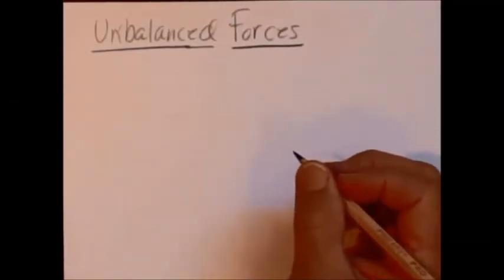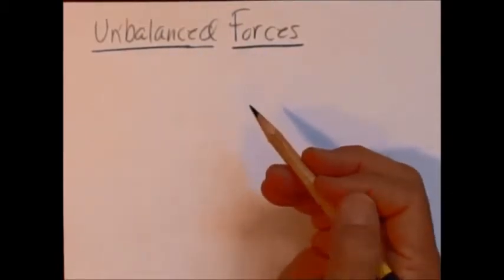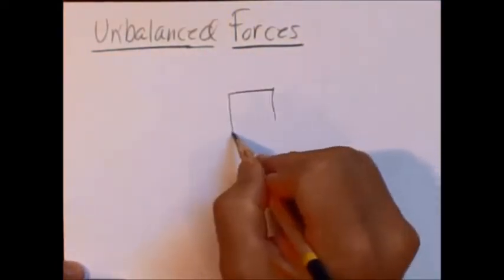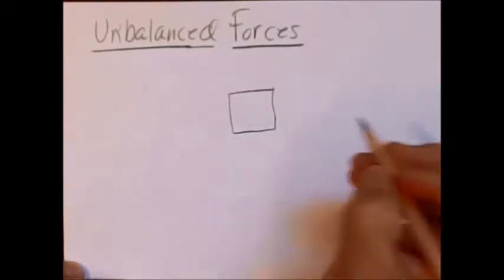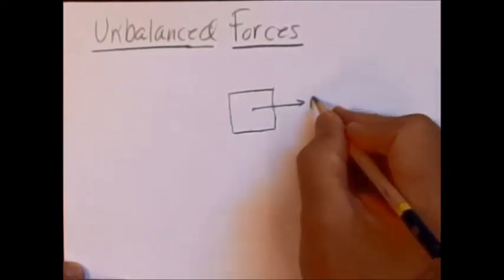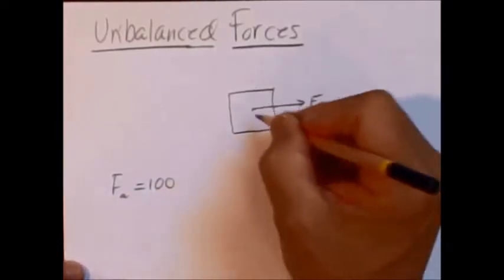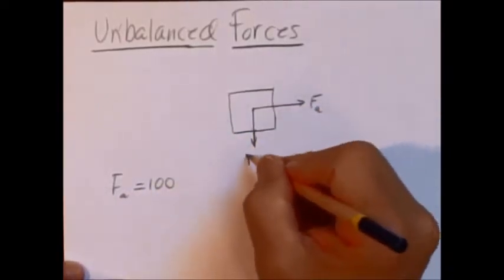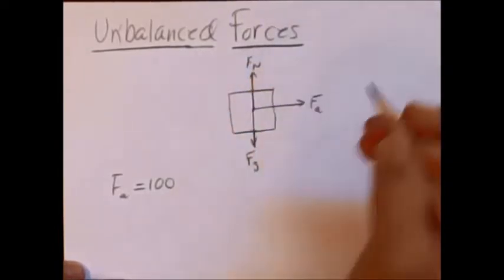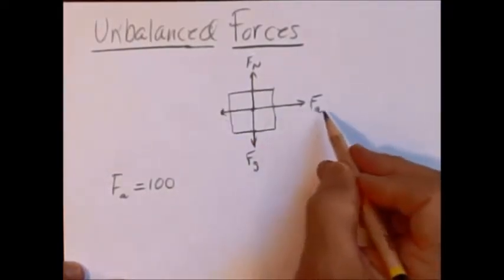Hey, this is Mr. A, and I'd like to work a pretty tricky unbalanced forces problem. Pretty tricky for us. It's actually an example problem in the book where we had a crate, and there was an applied force on the crate of 100 newtons. We had the force of gravity, of course, and we had normal force. And then there was a force of friction. It was a little bit smaller than the applied force.